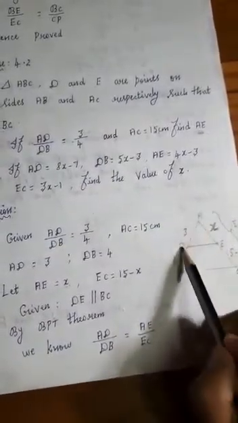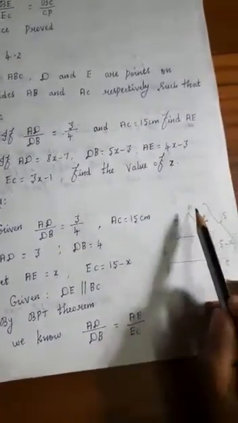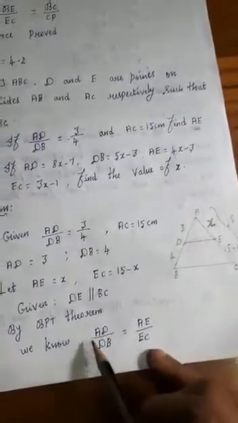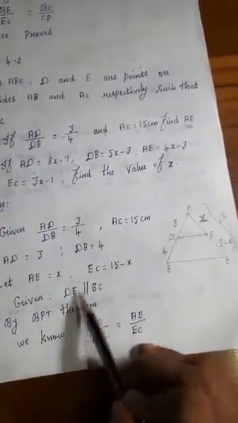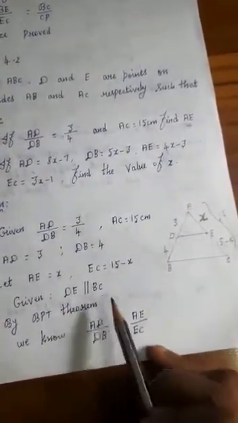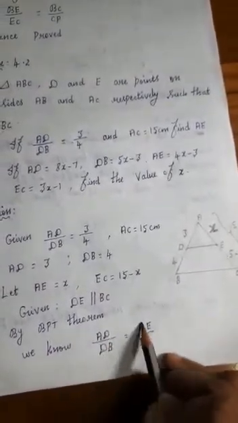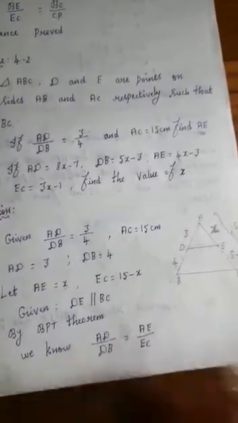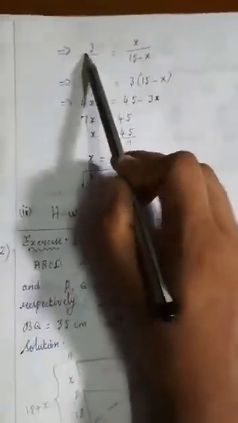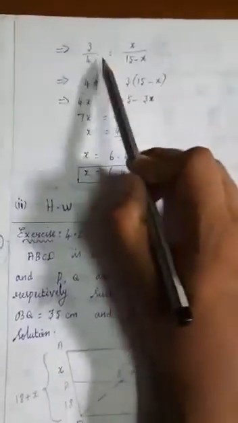That means AD divided by DB is equal to AE divided by EC. Since these two lines are parallel, you can write that the ratios of the sides are equal: AD divided by DB is equal to AE divided by EC. Now apply the values: 3 divided by 4, and then X divided by 15 minus X. In between is equal to, and now cross multiply.